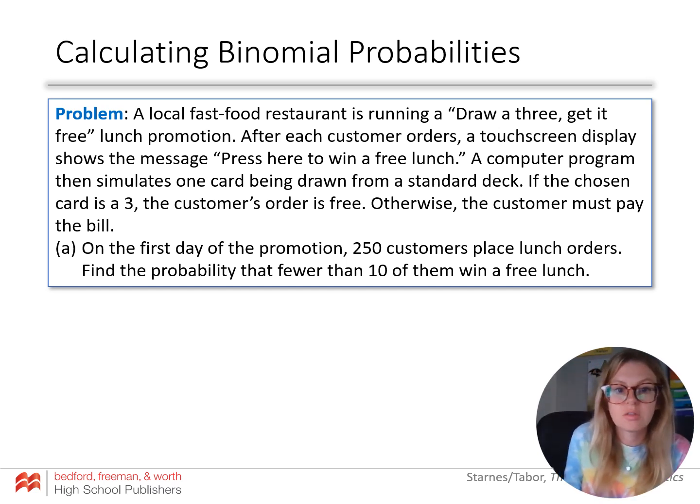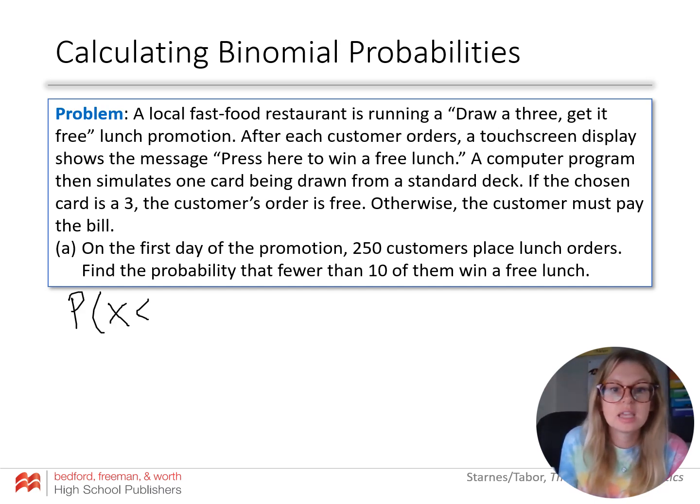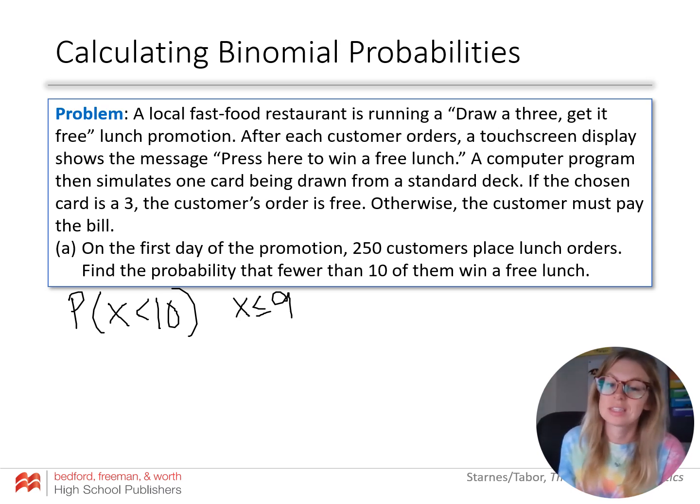So before we even throw up this answer here, let's break this down. We are looking for the probability that less than 10 of them win a free lunch, okay? So I'm looking for 1, 2, 3, 4, 5, 6, 7, 8, or 9, alrighty? So when I'm plugging this in the calculator, because I have less than 10, I don't want to type 10 in because the calculator is going to include 10. I need to find 9 or less, right? That's going to be the same thing as being less than or equal to 9, because if it's less than 10, it's got to be the 9, okay?